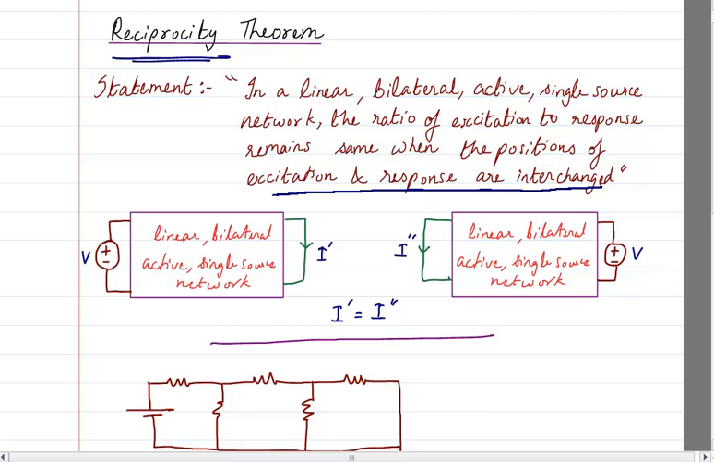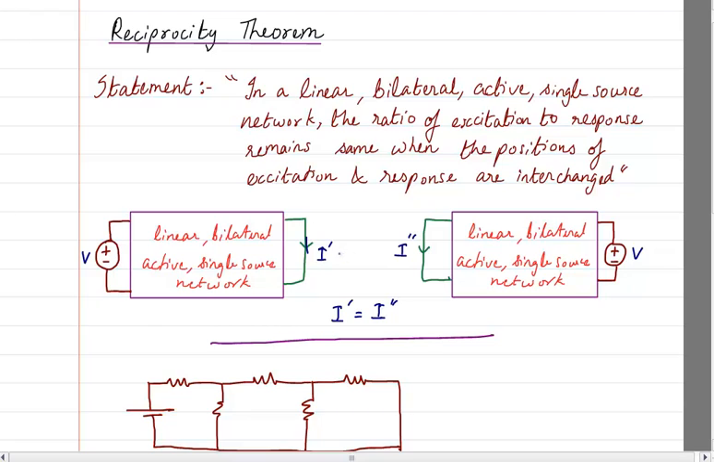What is the meaning of that? Suppose we are having such a network. I have not drawn the network here. I have put the whole network inside a box, and that network is a linear bilateral active single source network. Suppose there is only one source. Now it can be a voltage source, it can be a current source, whichever be the case. Here we are having the voltage source. Because of this voltage source, in some branch somewhere there is a current flowing in this direction.